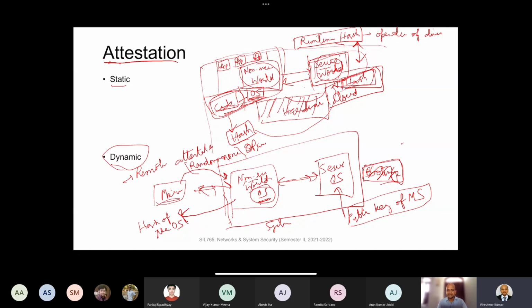Note that if the nonce is different, the generated hash value will be different each time. This generated hash will be signed by its private key, again a digital signature, and its public key will be known to Microsoft. It will sign the generated hash and send it to the non-secure world, and the non-secure world will forward it to Microsoft.